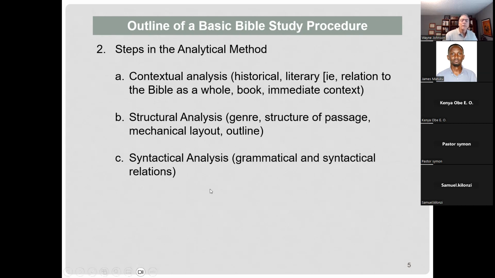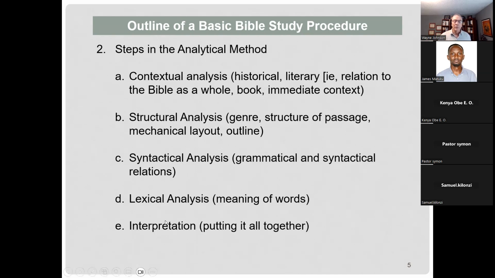The analytical method will also talk about syntactical analysis, grammar and syntax, those kinds of relations. This will take us back to that whole list of literary devices and grammatical considerations that we introduced last time. And then we'll do lexical analysis, which is the meaning of words. And then finally, the interpretation, or putting it all together. You're actually doing interpretation even as you're doing all of these analyses, but we will cover each of these in a separate week moving forward.